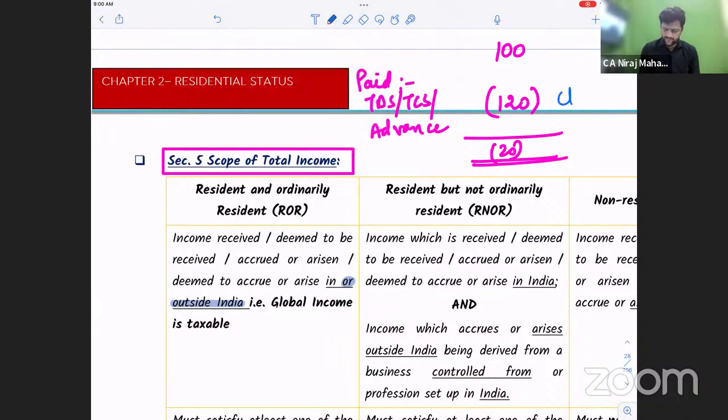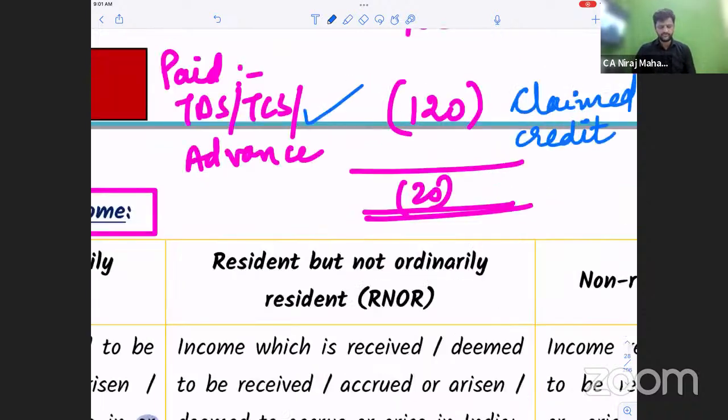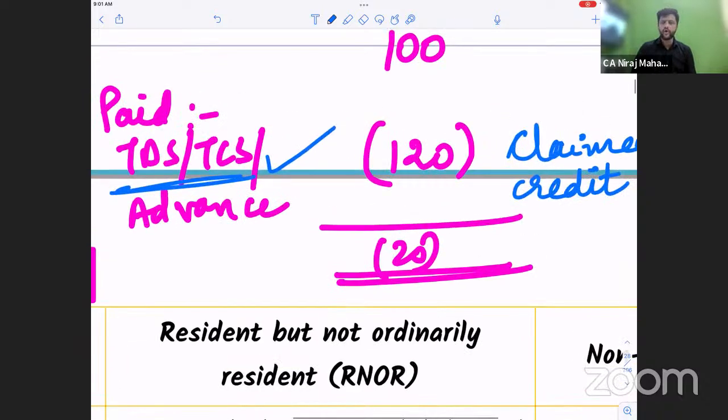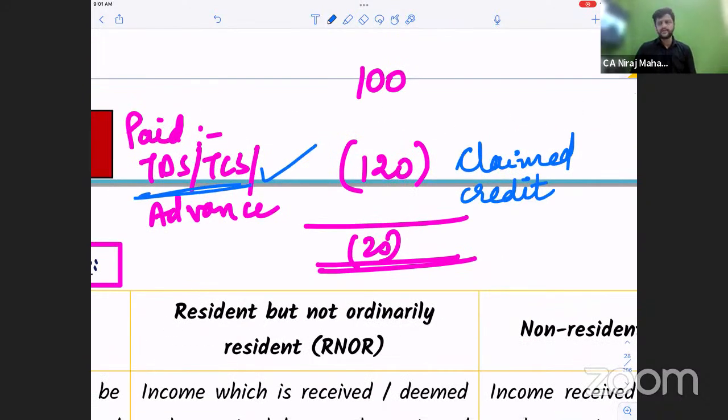We claimed credit, Bacho. What did we claim? We claimed credit of the taxes already paid. That is the meaning of the word claiming of the credit. Credit means it is in your balance. This is your asset, or no? Why is it an asset? Because you have already paid taxes. Already the tax has been paid, so you are claiming the credit. That is your asset or your balance. Clear?